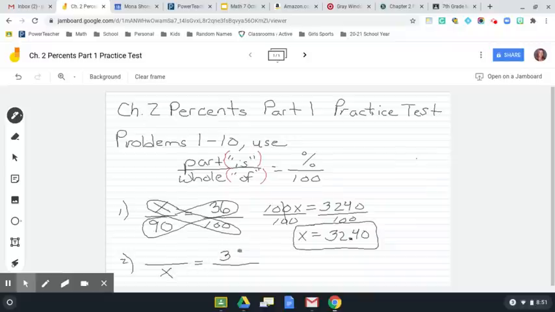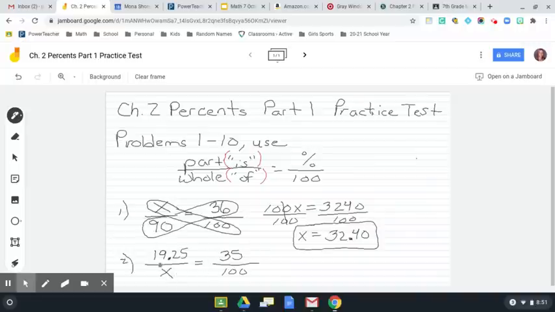35%. Always our percentages go over 100. So 35% over 100. 19.25 is. That's your part. That's your numerator. 19.25 is 35% of what number? We're solving for the whole this time.